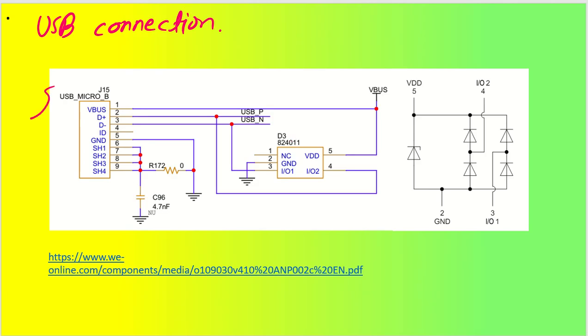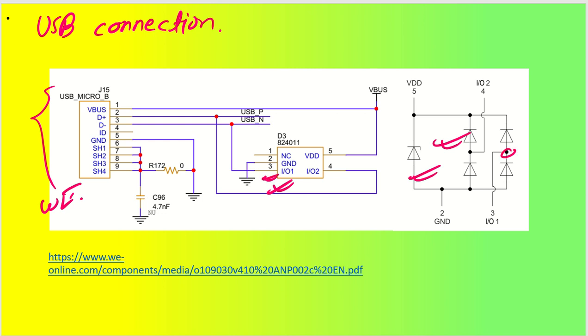I have a USB, micro B USB type, from Würth Electronics. As you can see, it is shielded. My main intention is the D plus and D minus, which are USB positive and USB negative, and they have been protected with ESD diodes. The TVS diode has this part number, 824011. This is the symbol that you can see.